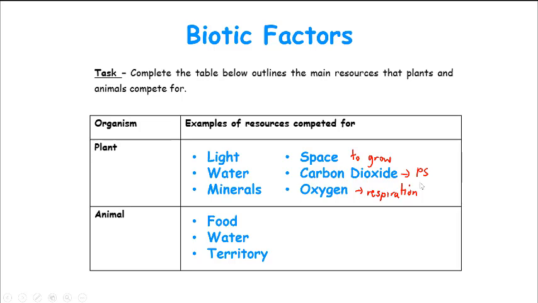Animals then are going to compete for things like food, water, and territory. So territory is pretty much where they live or their habitat or their hunting grounds. They're also going to compete for mates so that they can reproduce. And they're also going to compete for oxygen for respiration.